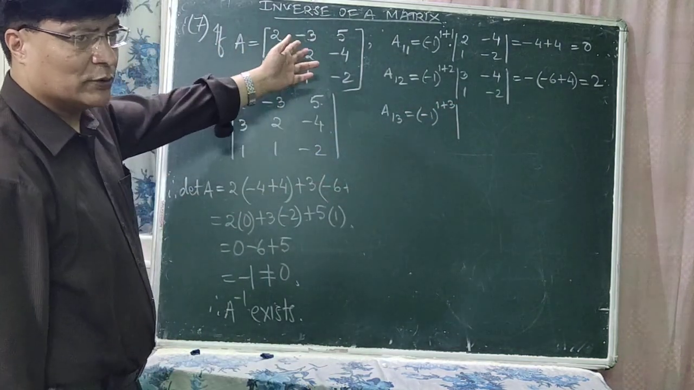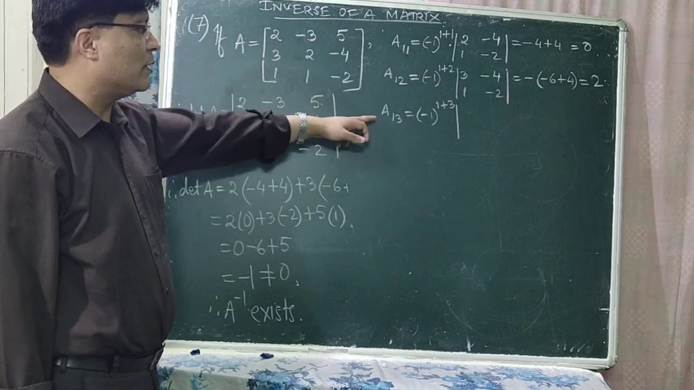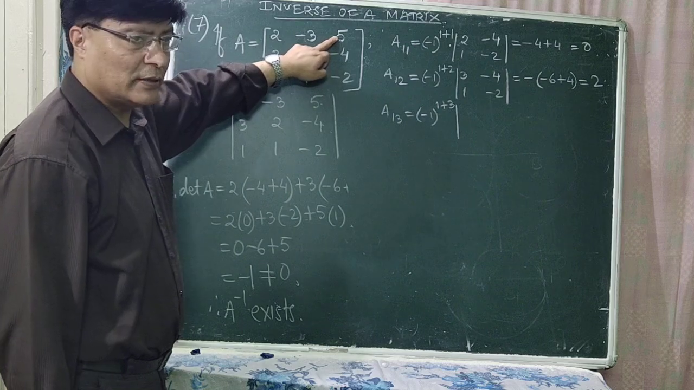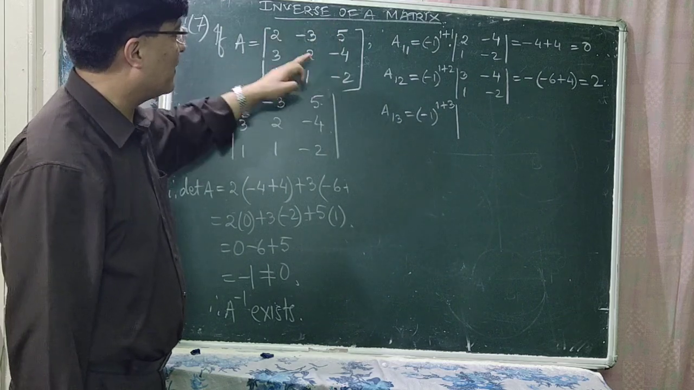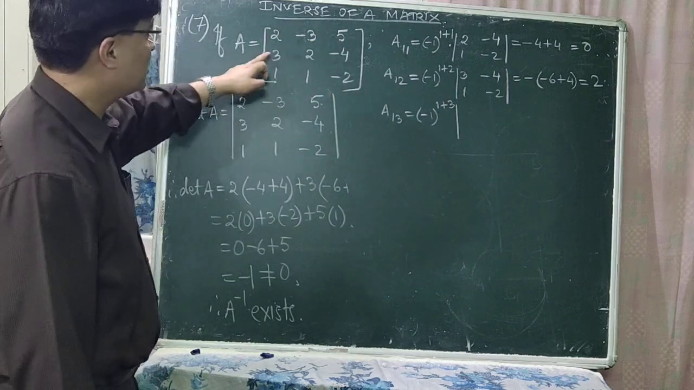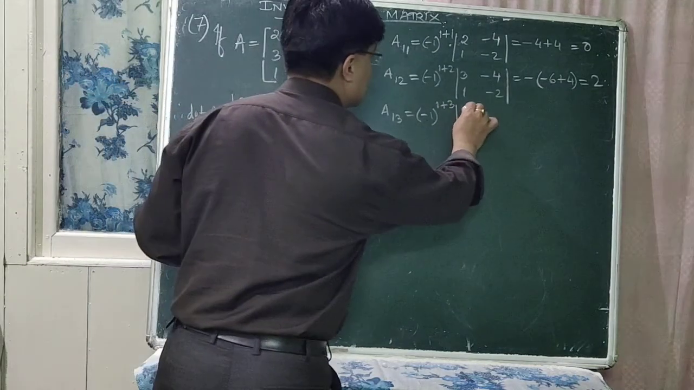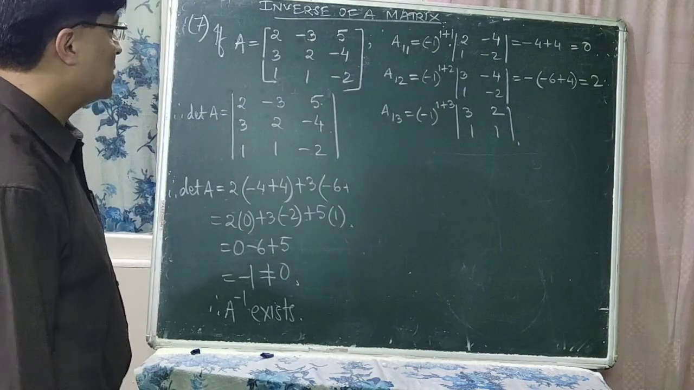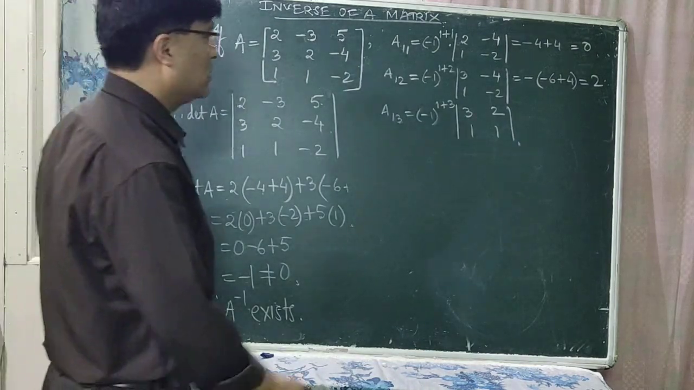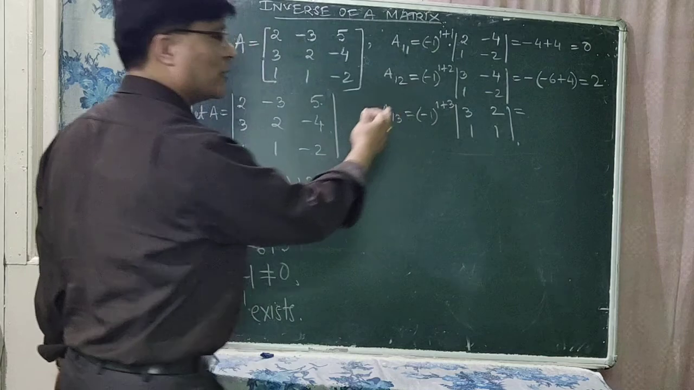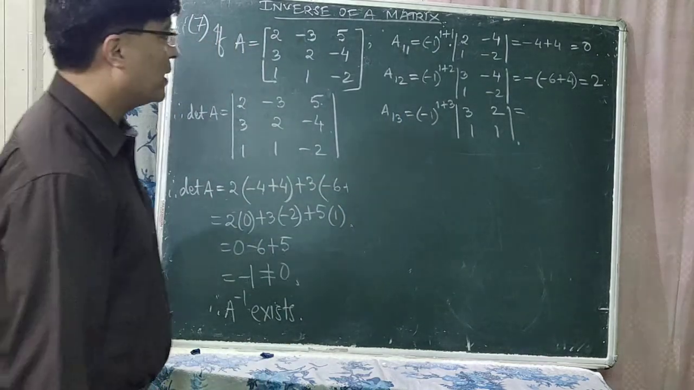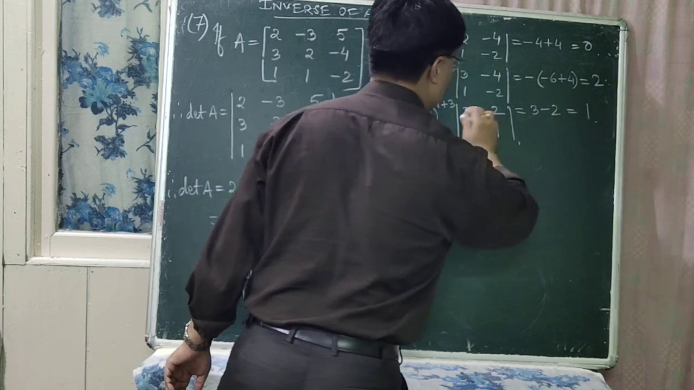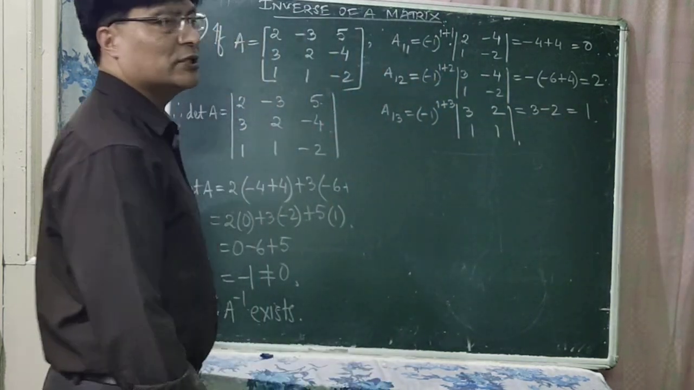A13 means you have to find out the cofactor of the element belonging to the first row and third column. First row and third column, that means 5. So delete the row and the column through the element 5. First row and third column are deleted. It is 3, 2, 1, 1. So which is equal to minus 1 to the power 4, is plus 1. So what do we get after expanding this? 3 ones are 3 minus 2, which is equal to 1.